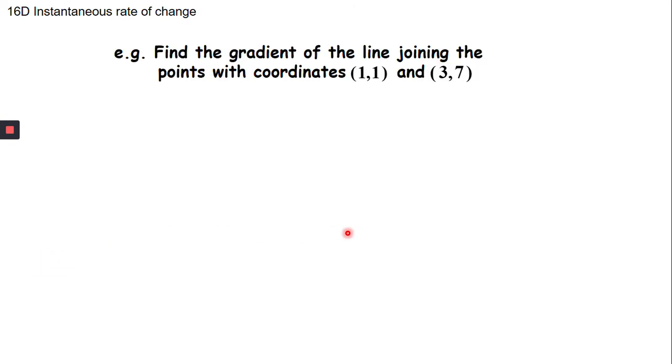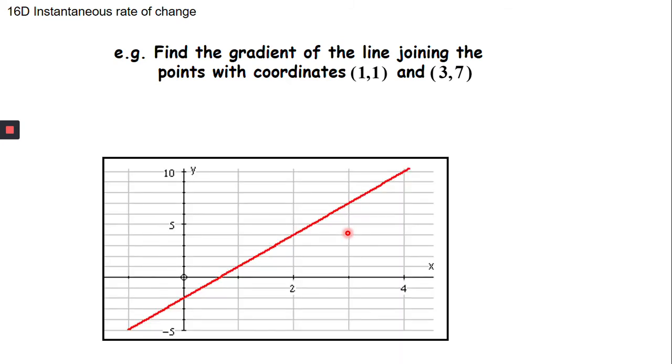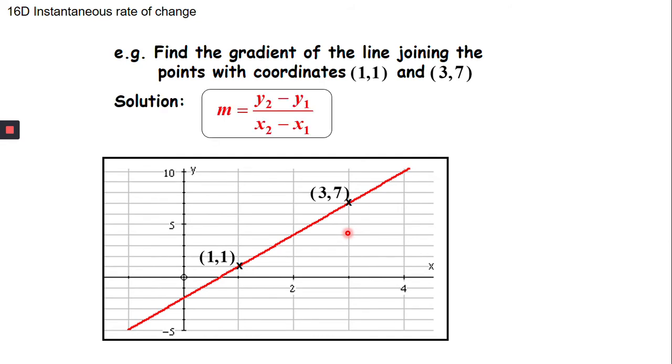Okay, instantaneous rate of change. So a quick example first. Find the gradient joining these 2 points. So there's the first point, there's the second point. If we use the formula, we get the answer 3. So the gradient between these 2 points is 3.